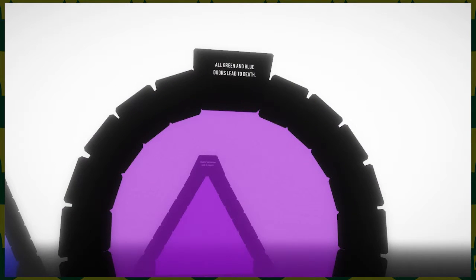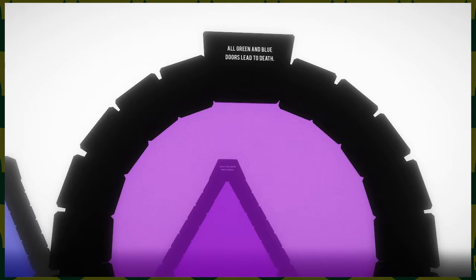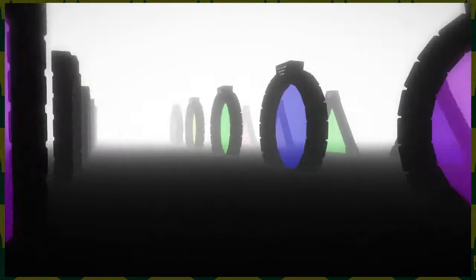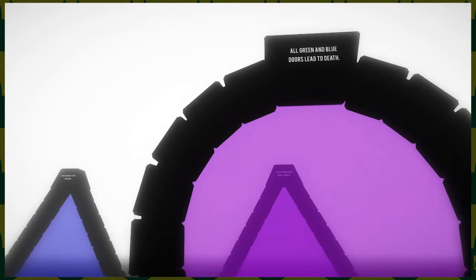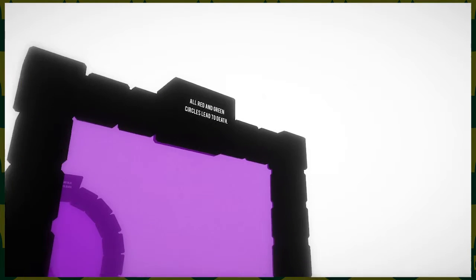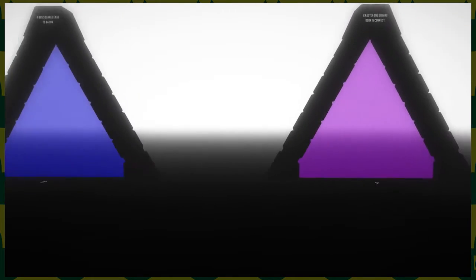All green or blue doors lead to death. Okay. Wait, no. If you're incorrect, that means a green or blue door leads to death. Okay. If you're incorrect, it means a green or blue door are correct. That means a red or green circle. That means the green circle is correct. A green circle is correct. Wait. A green circle leads to Bacon. Yes? Yes. A green circle.